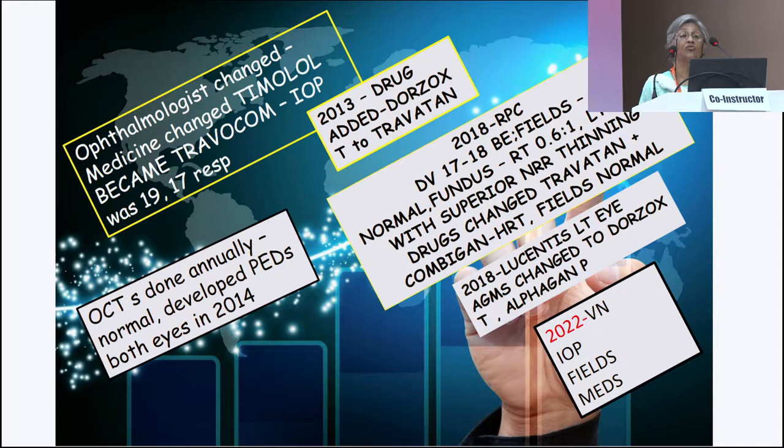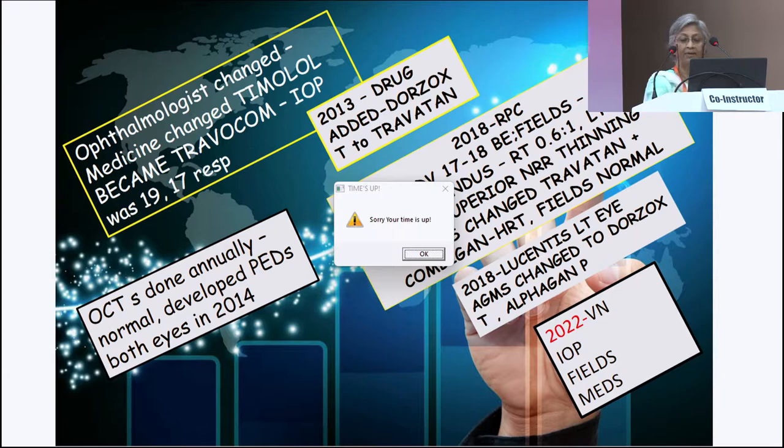So you have to examine the patient, check back what is happening to that guy in some other portions of the eye. And so the drug was changed from prostaglandin analogs to Dorzox-T and Alphagan, Alphagan P. In 2022, we find his vision is very good. Absolutely normal, excepting for a little bit of changes which are taking place in the retina. IOP is within normal limits, fields are normal, and of course, he's on those medications.